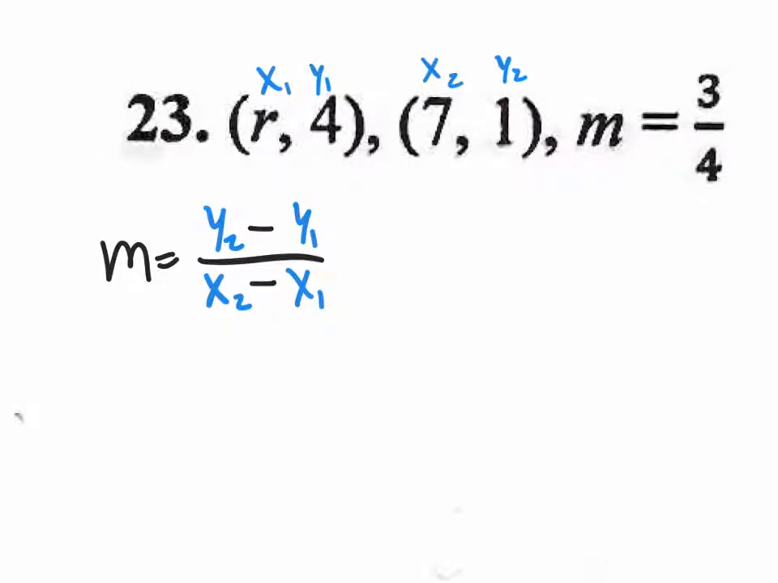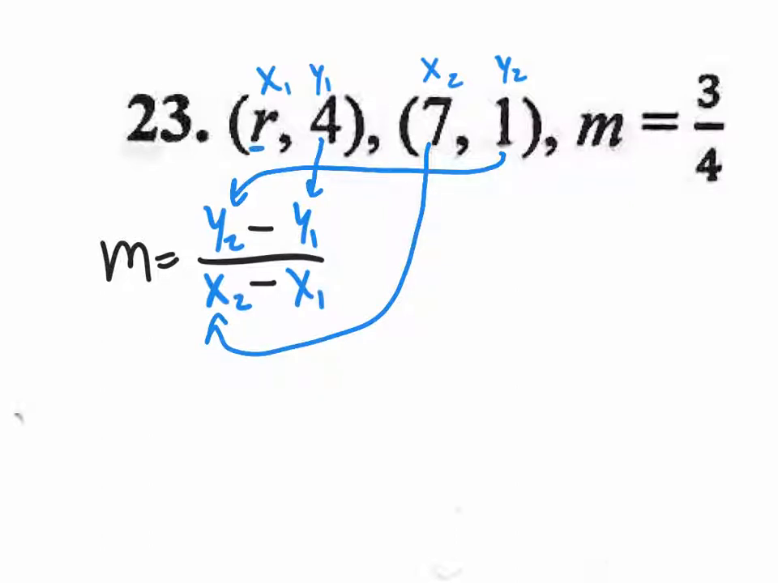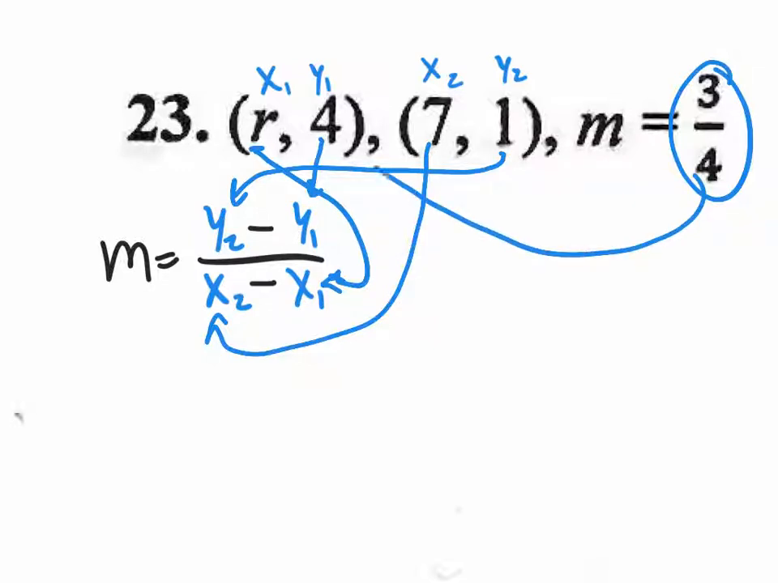For example, the y2, which is 1, is going to go right here. The y1 is going to go right there. The x2, 7, is going to go right here. And the x1, which is r, is going to go over here. So we're just going to plug it all in. And the 3/4 that's slope is going to go right over here. So we're going to plug it all in.